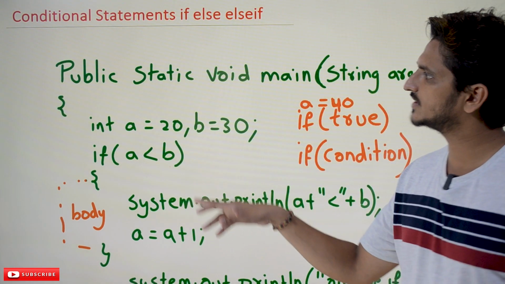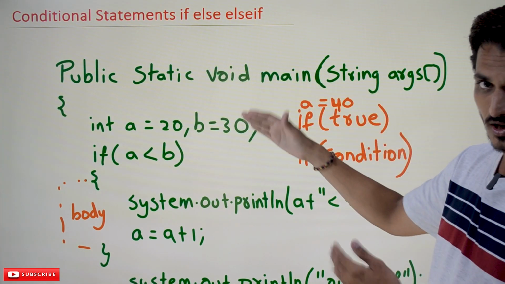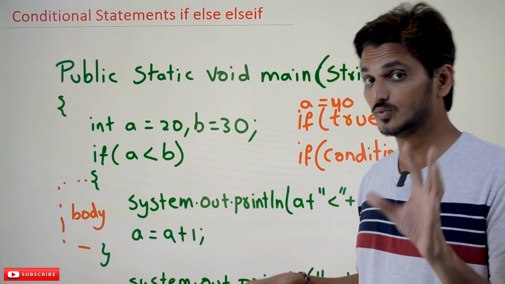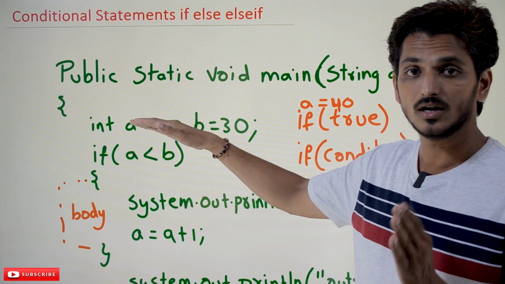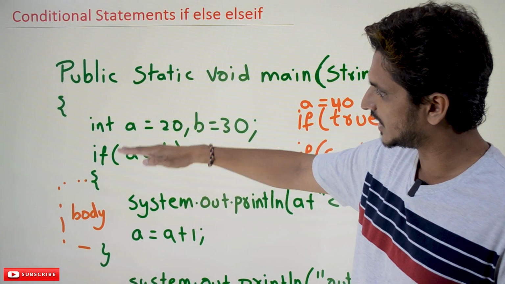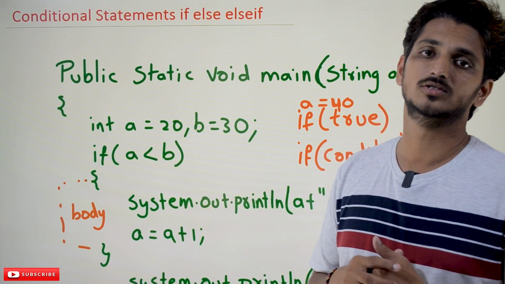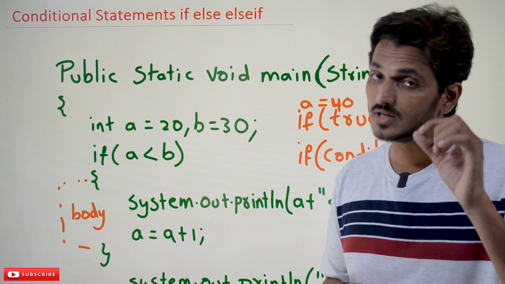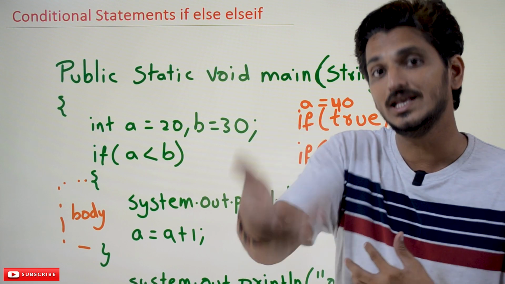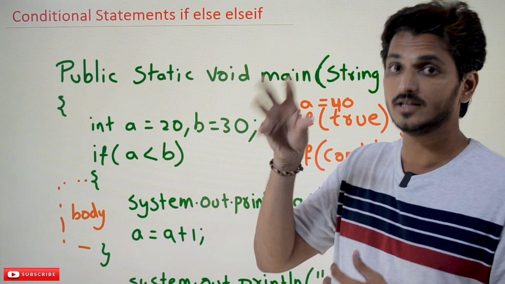Coming to today's class, these are the basics: public static void main. This is where the Java execution starts from, and in our previous classes we discussed that execution goes line by line. First line it will execute, then second line, third line, fourth line, fifth line, sixth line. Remember this point. This is very important to understand the execution flow. If you understand the execution flow, that helps you a lot in writing the code.